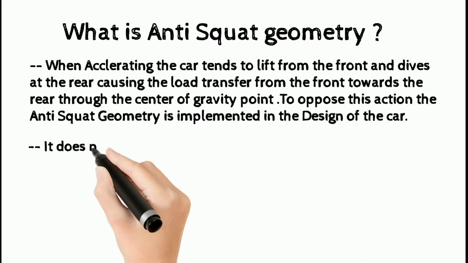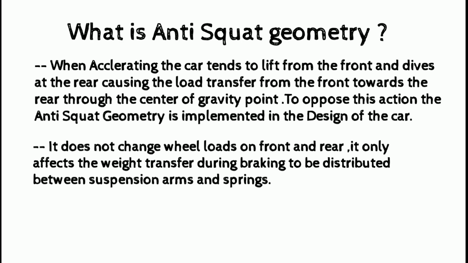When the car accelerates, it tends to lift from the front and dive from the rear, causing the load transfer from the front towards the rear through the center of gravity point. To oppose this action, anti-squat geometry is implemented in the design such that the forces will travel through the suspension arms and the springs collectively. Here we need to understand that it does not change the wheel loads on the front and the rear, it only affects the weight transfer during acceleration to be distributed between the suspension arms and the springs.